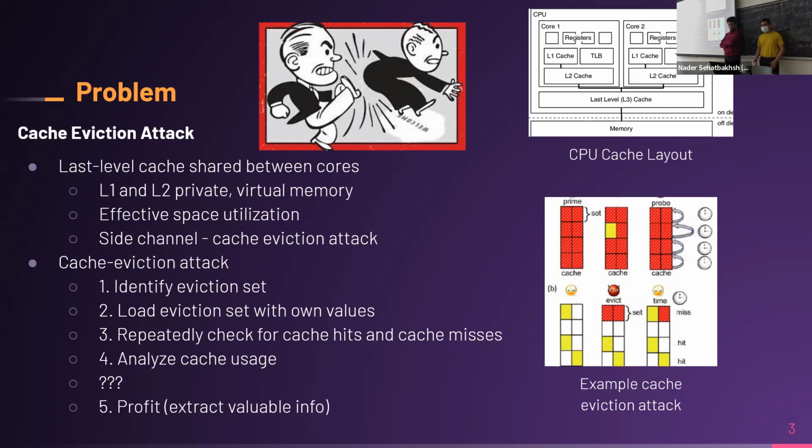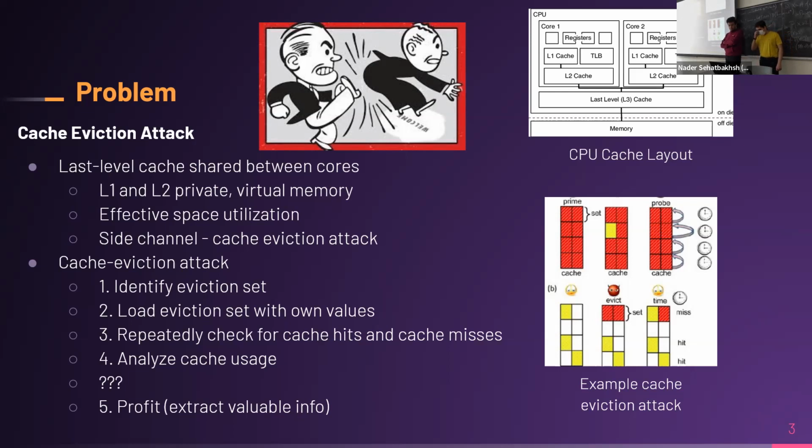The reason we share it in the first place is because it allows us to have effective space utilization. Let's say you have three cores: core 1, core 2, and core 3. Core 2 and core 3 are not using a lot of memory, and therefore they're not using a lot of cache. So it makes sense that core 1 gets access to most of this last level cache, and that means the space utilization is effective. But the issue is, since this cache is shared between all the cores, this opens up a side channel for the cache eviction attack. Now I'll talk about how this attack occurs.